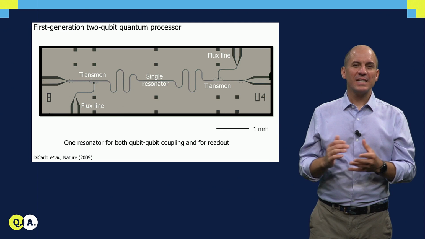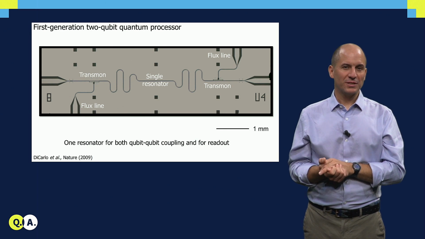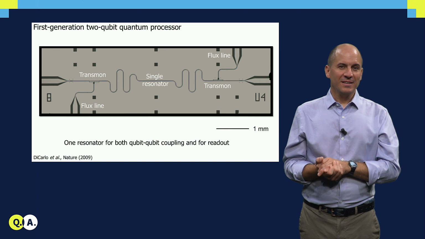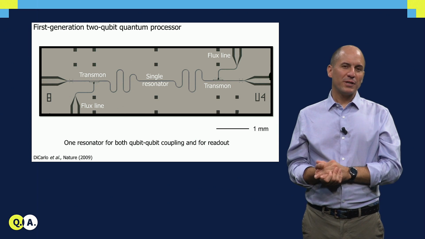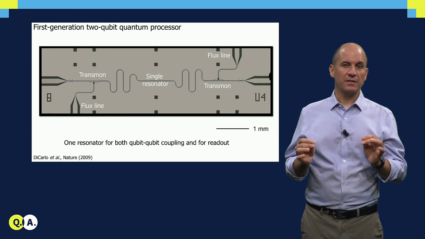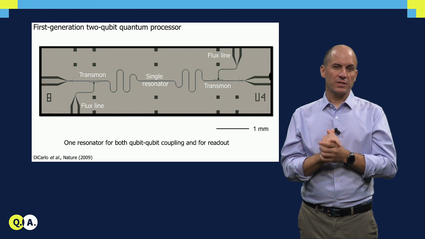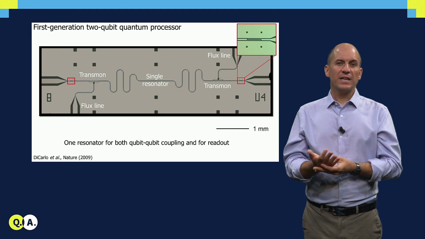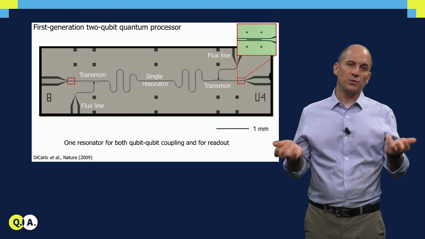So, let's now see examples of how transmons and resonators can be combined to build simple quantum processors. This is the first one I built back in 2008 together with collaborators at Yale. It has 2 transmon qubits and only 1 resonator. This resonator is used for both qubit-qubit coupling and readout functions. The resonator has capacitive terminations at both ends, so it's a half wave or λ/2 resonator.